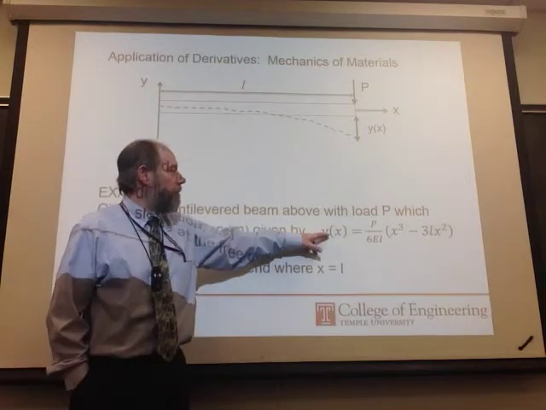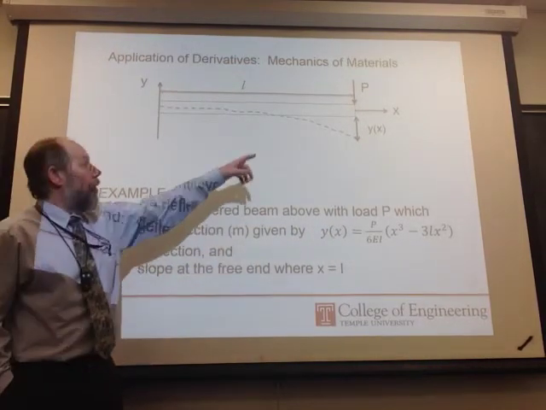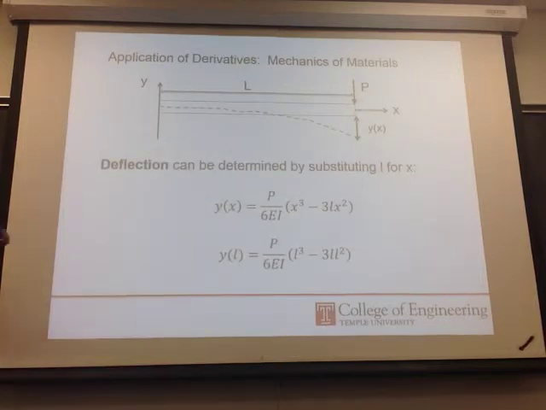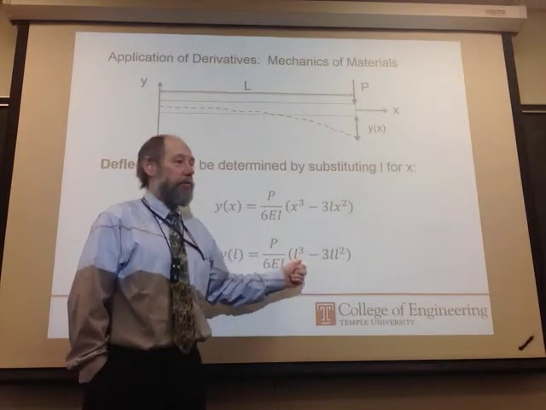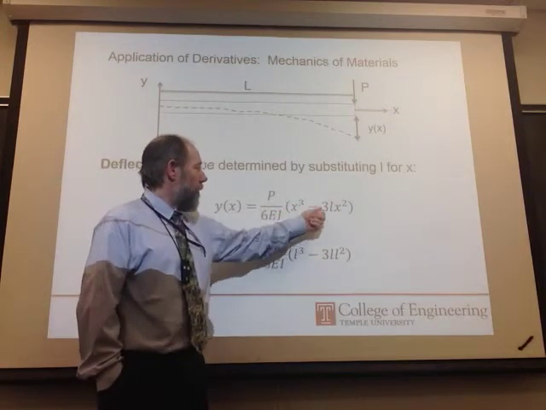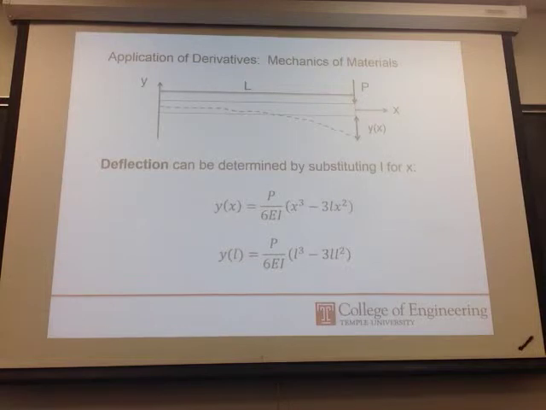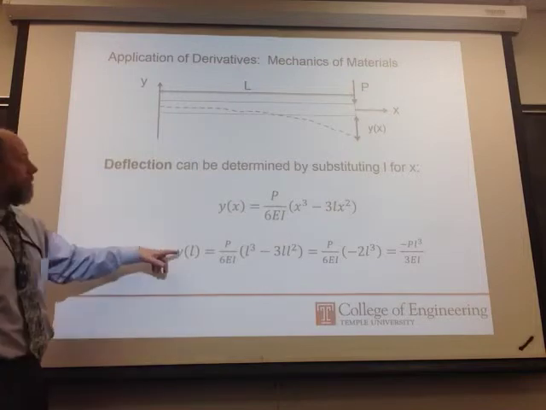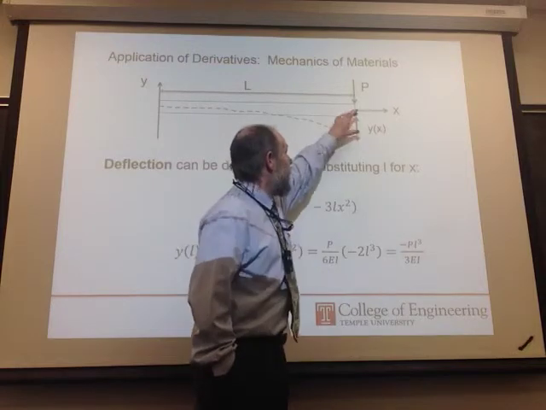So if this defines the deflection, we can find the deflection and the slope where x equals L. By definition, we're given deflection, right? So we can simply plug in the value at x equals L. This is just straight up old-fashioned algebra. When x equals L, we've got L cubed minus 3L times L squared, which is minus 2L cubed. That's pretty straightforward. And at L, the total deflection is minus PL cubed over 3EI. That's what it is right there.